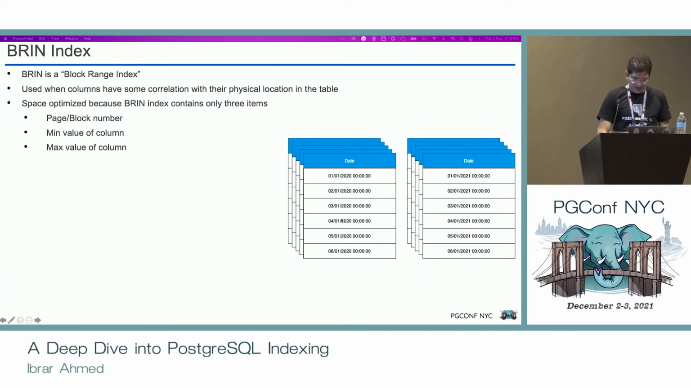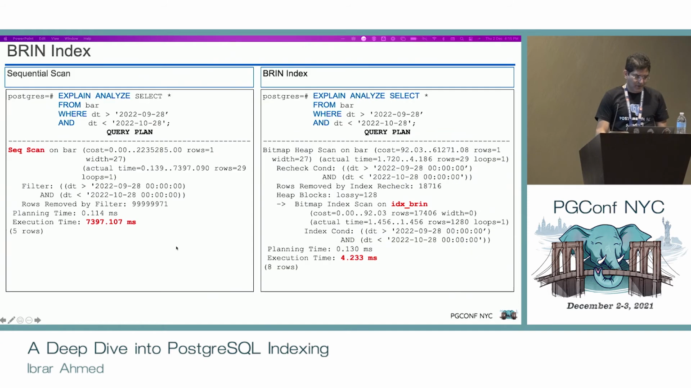So here, you can see that the data is serial-wise, and it created two ranges here. You can see the sequential scan and the timing difference. I have created a sequential scan here, and we have created a BRIN index here. You can see the timing, a big difference in the timing.